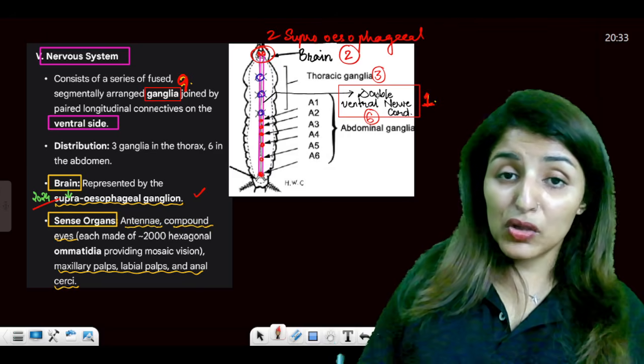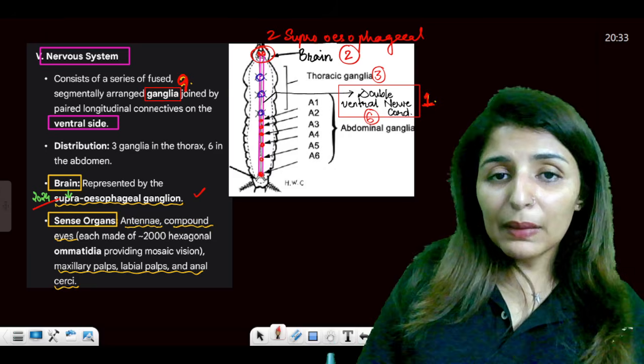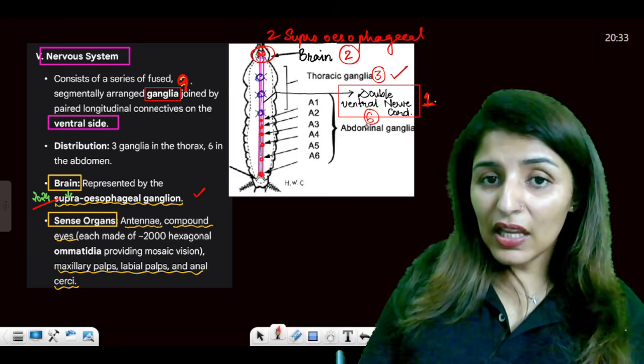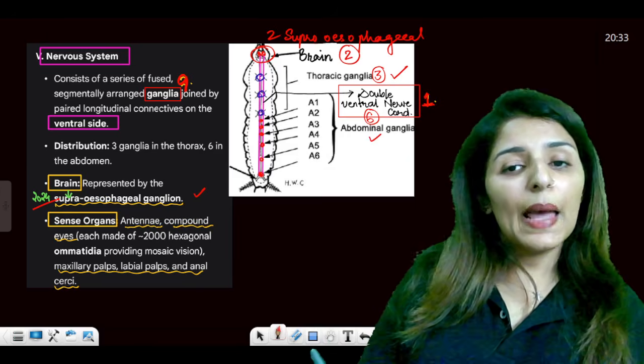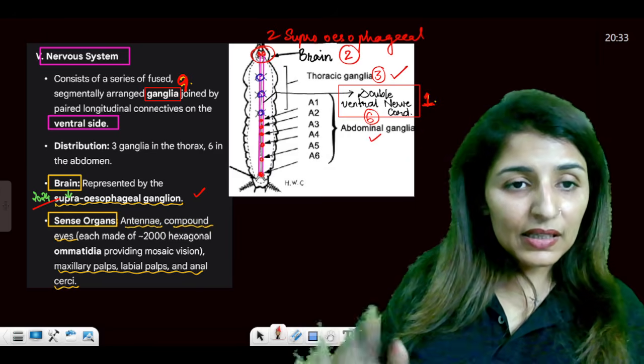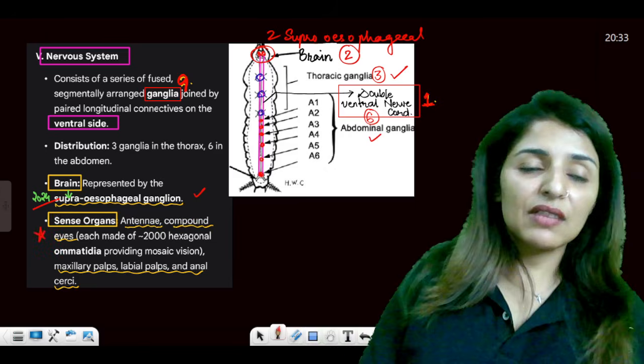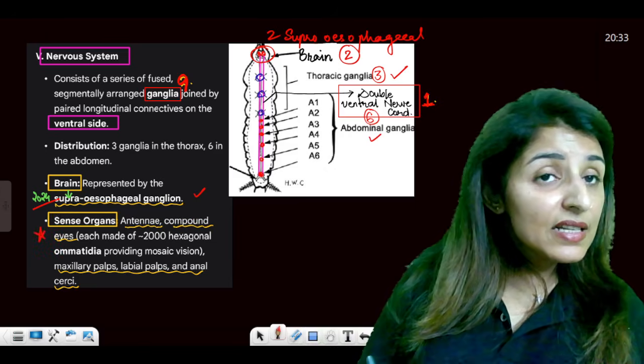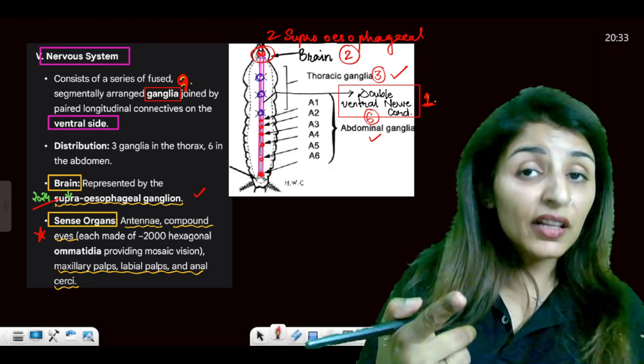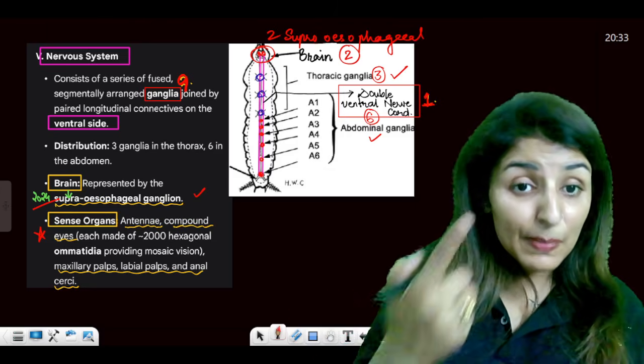Now, see the distribution. Out of 9, 3 are present in the thoracic region, and the rest of the 6 are found in the abdominal region. I hope these points are clear. Then, talking about the sense organs, we have already discussed. Antenna is a sense organ which helps in locating the food. It has olfactory receptors, smell receptors.